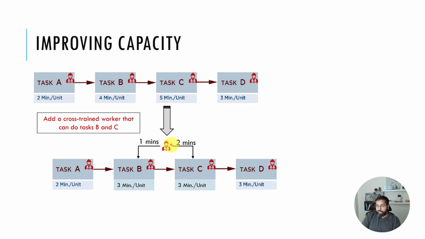Now you might be saying, well, what if tasks B and C are not close to each other? So this new worker can't just do 2 minutes here and 1 minute there, 2 minutes there and 1 minute there, because there's maybe some walking time involved. That's fine. All you have to do is add WIP, work in process inventory, between these tasks. And then this worker would spend maybe 20 minutes here, then go there, spend 10 minutes, then come back for 20 minutes, then go there at 10 minutes.